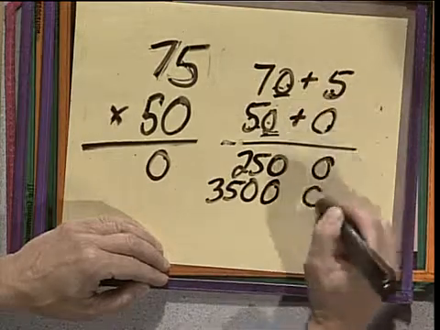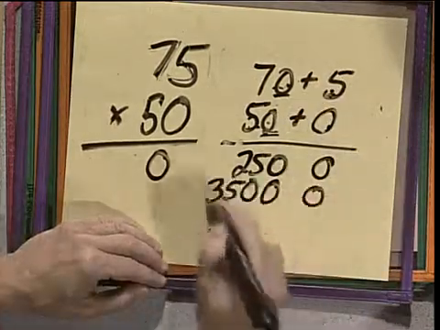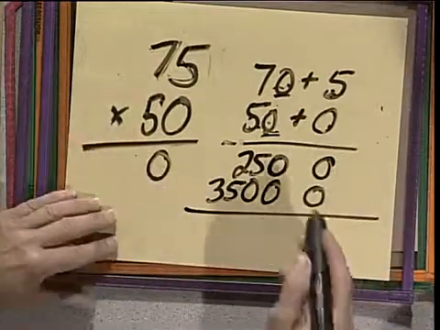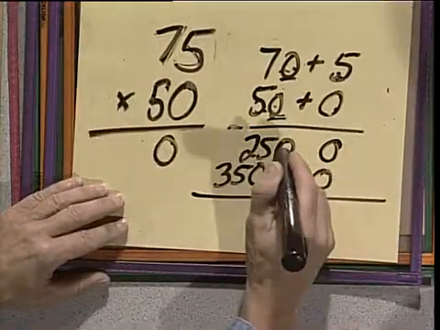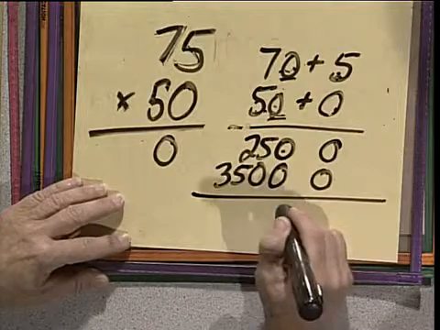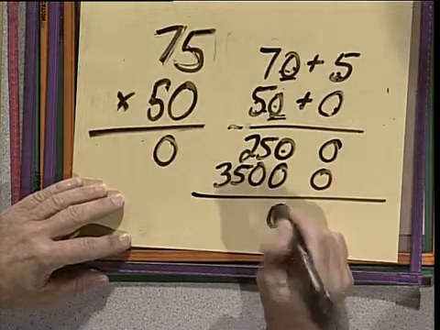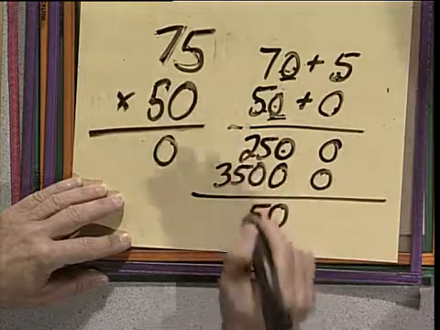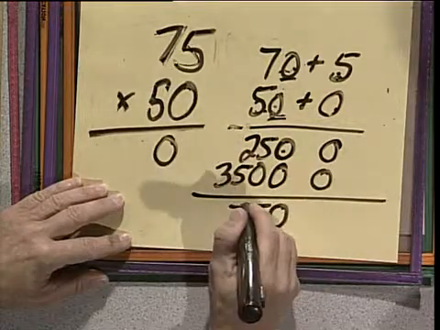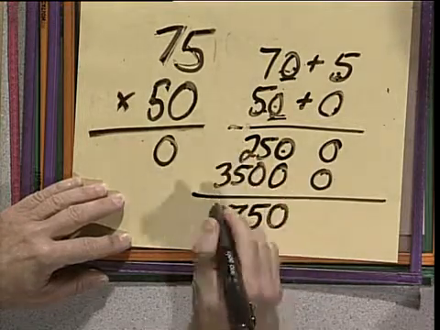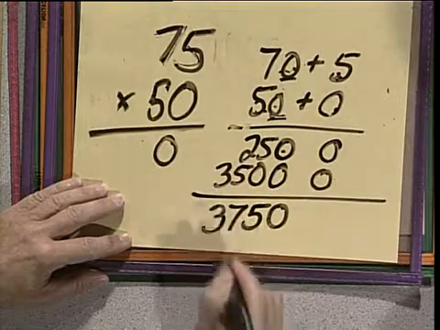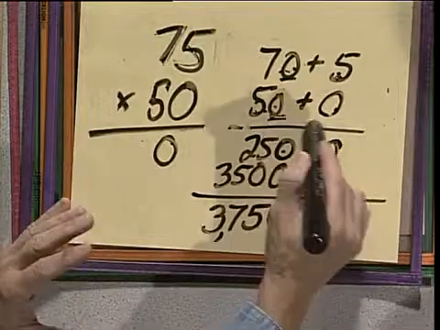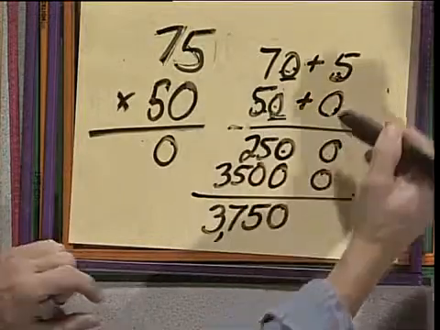These two would be zeros. And then when we add them all together, and we know adding the zeros isn't going to change it, let's add these partial products. 0 plus 0 is? 0. 0 plus 5 is? 5. 2 plus 5 is? 7. And 3 plus 0 is? 3. Put our comma in.